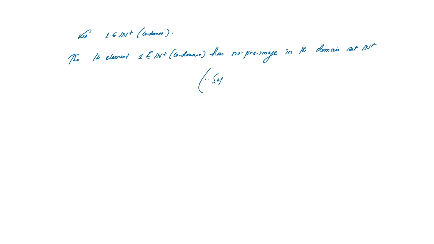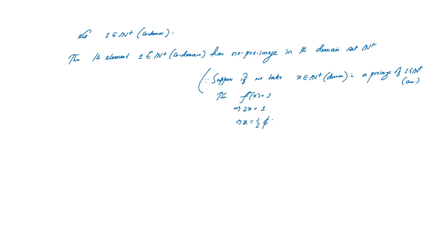Suppose we take x belongs to N plus, the domain, is a preimage of 1 belongs to N plus, that means the codomain. So what will happen then? f of x will be 1. That means 2x will be 1. That means x will be half. And that does not belong to N plus, because N plus is the set of all positive integers, which is a contradiction. So that means 1 in the codomain set has no preimage.